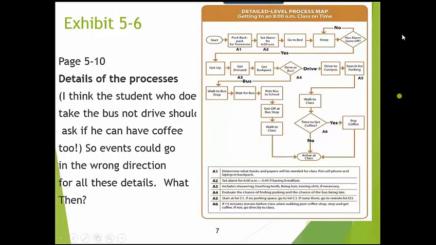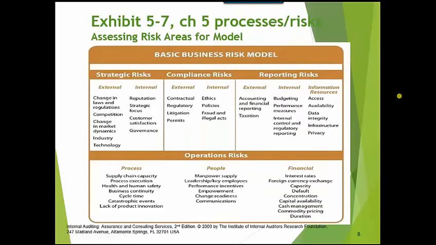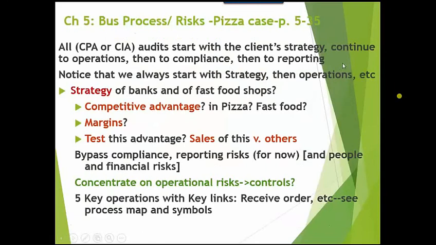I think we're getting behind the clock here, so I want to focus on a couple of things. Okay, so again, when we look at the basic risk model, we are looking at strategic risk, compliance risk, and reporting risks. When we look at operational risk, we're looking at processes, people, and financial issues. Okay, I think we basically talked about that. Whether it's internal or external audits, start with the client strategy. We continue to operations, and then to compliance, then to reporting. Notice that we always start with strategy, then operations.